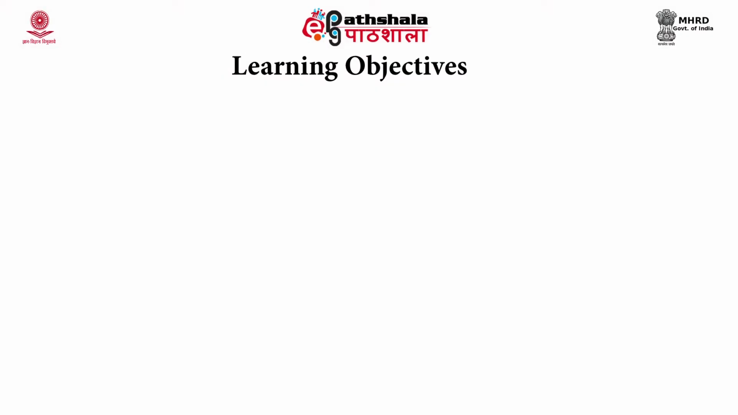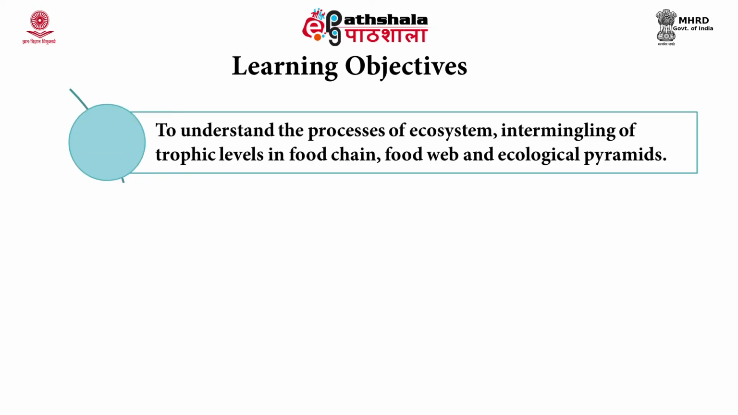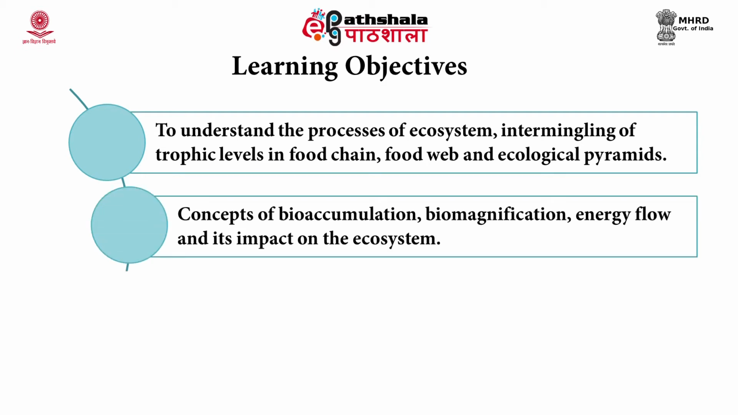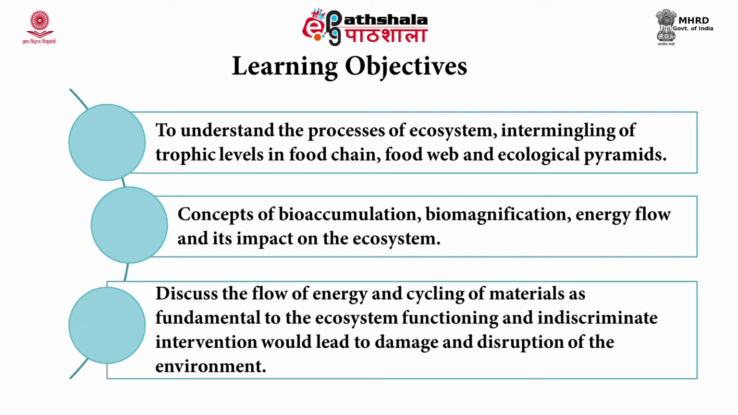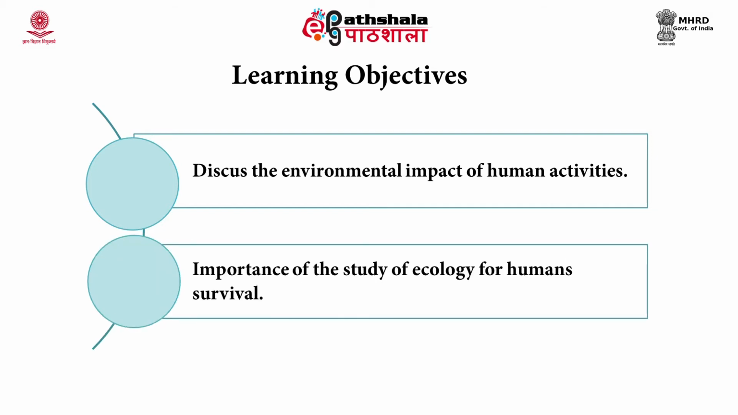Learning outcomes. After reading this chapter, you will be able to first understand the process of ecosystem, intermingling of trophic levels in a food chain, food web, ecological pyramids, concept of bioaccumulation, biomagnification, energy flow and its impact on the ecosystem. Discuss the flow of energy and cycling of materials as fundamental to the ecosystem functioning, and indiscriminate intervention would lead to damage and disruption of the environment. Discuss the environmental impact of human activities, and lastly but not the least, the importance of the study of ecology for human survival.